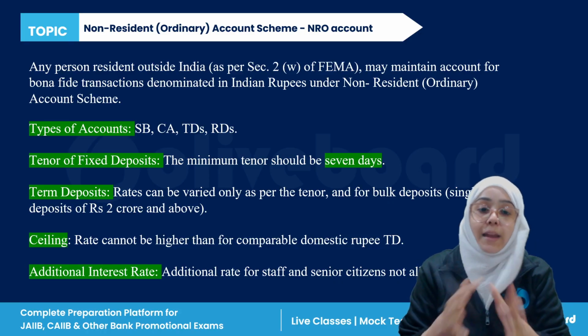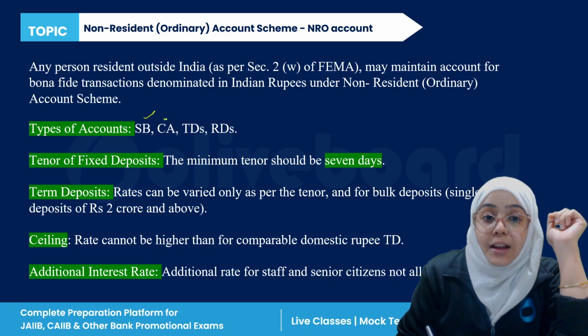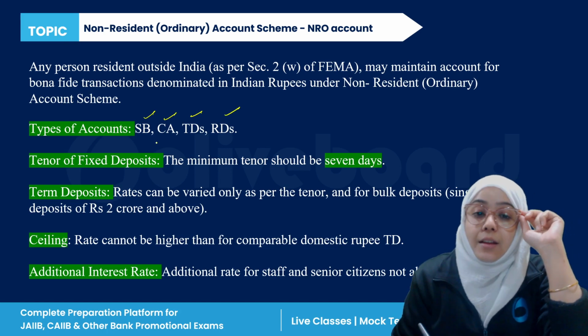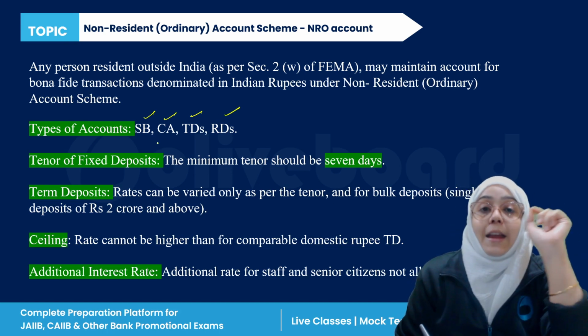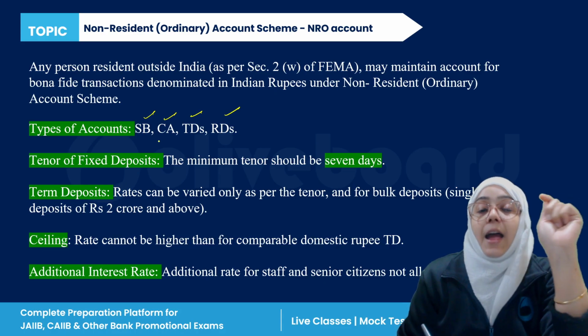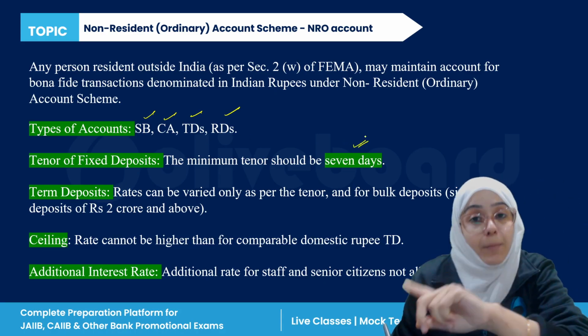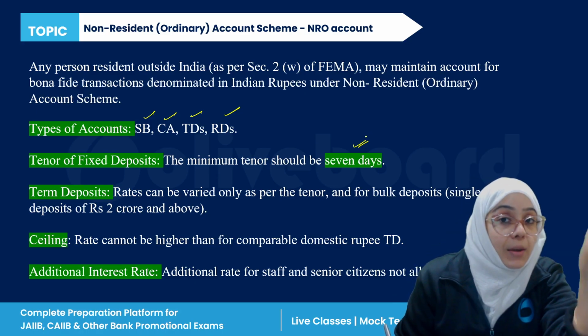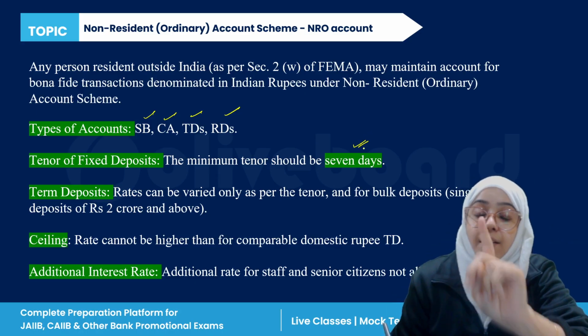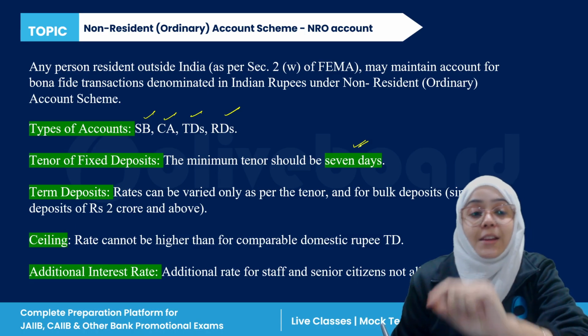Now, NRO again, the same thing. It can be a saving, current, term deposit, or recurring account. If you are maintaining an NRO account, then the minimum FD is 7 days. In NRE, the minimum FD is 1 year. Here, in NRO, the minimum FD is 7 days.